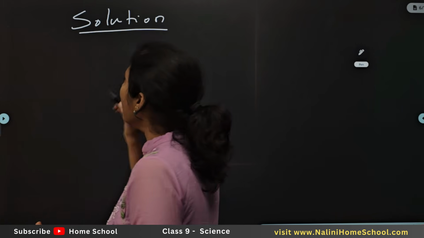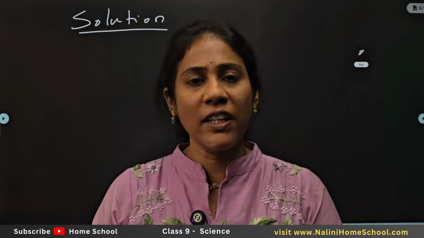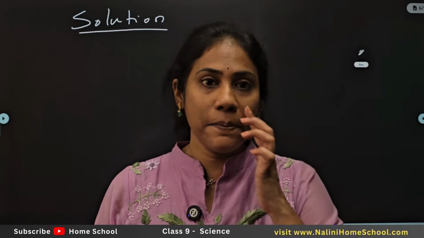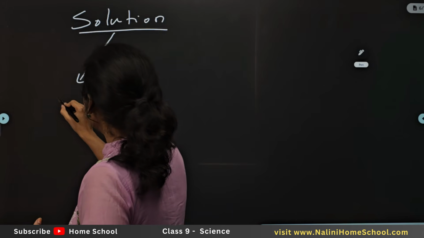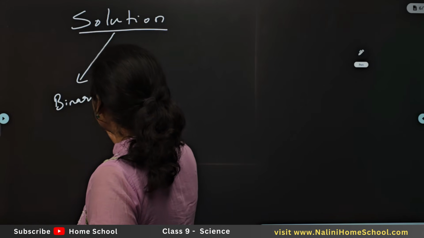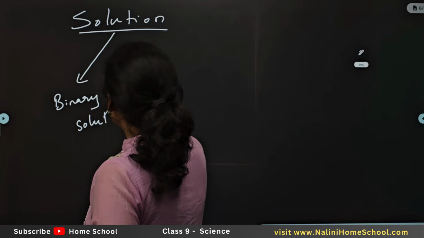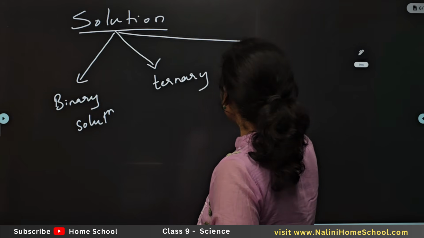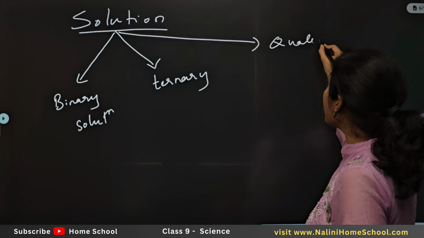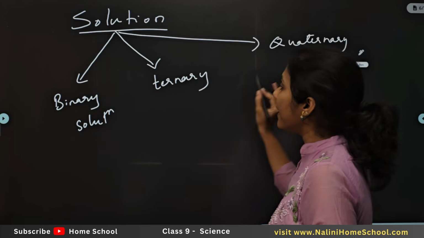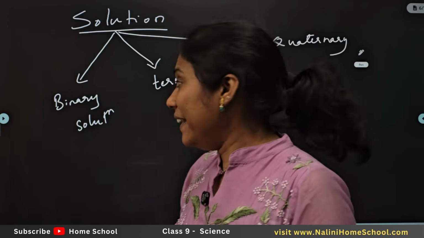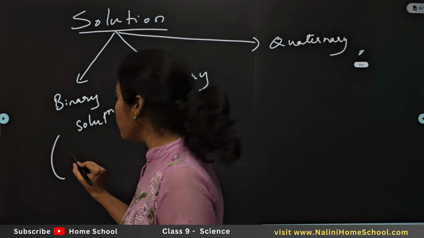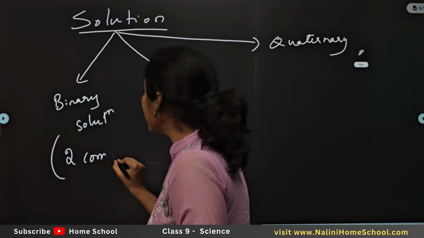A solution is a homogeneous kind of mixture. We have all understood that so far. Solution can be of so many types, guys. Understand this: there is something called a binary solution, a ternary solution, and a quaternary solution. These are different kinds of solution. What do you mean by a binary solution? A solution which is made up of two components only.